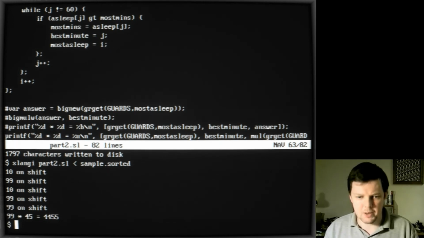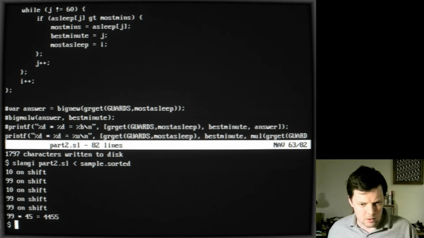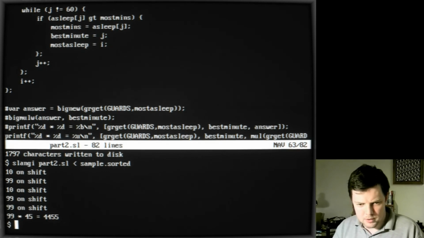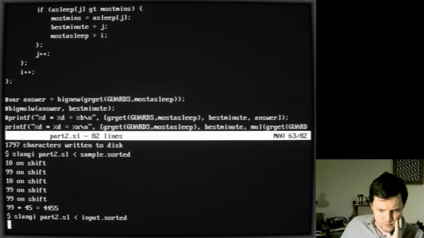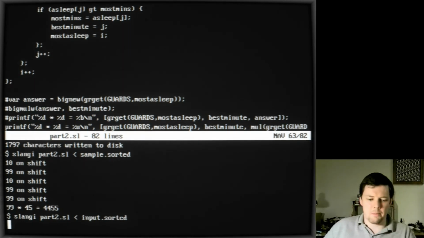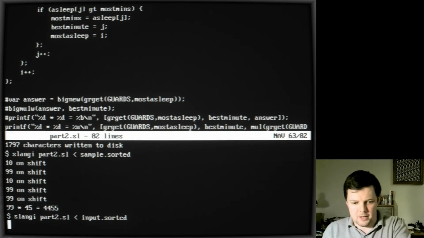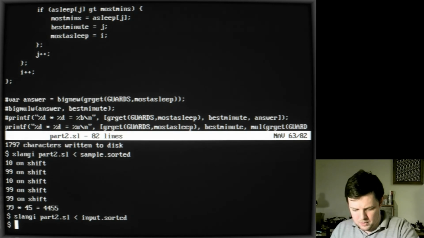Okay. Now, we have the choice of running it on the full input in the interpreter or compiling it. I think we'll run it on the full input in the interpreter. Well, actually, maybe we'll do both. Kill that. I will start a stopwatch. Well, Bangle.js has crashed.